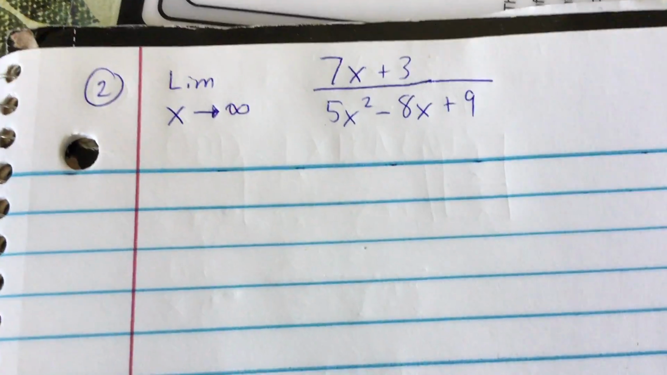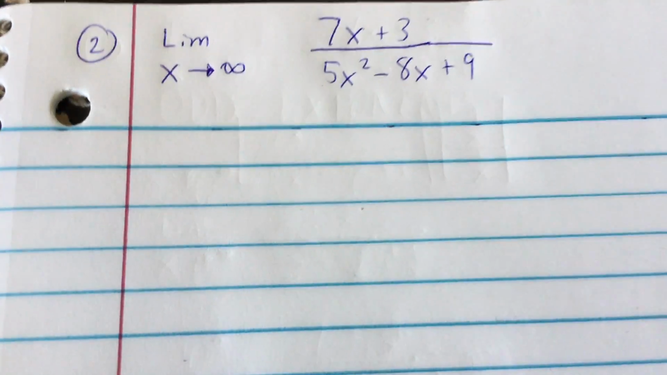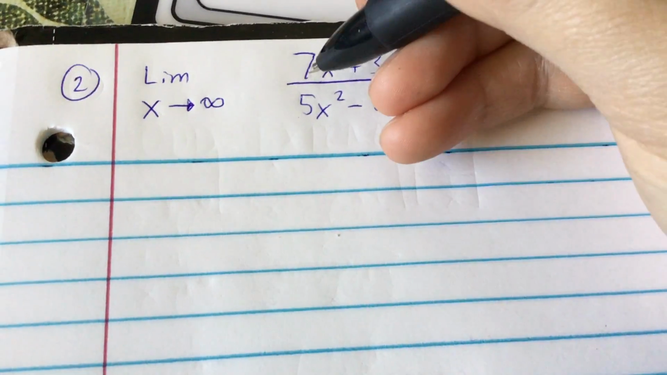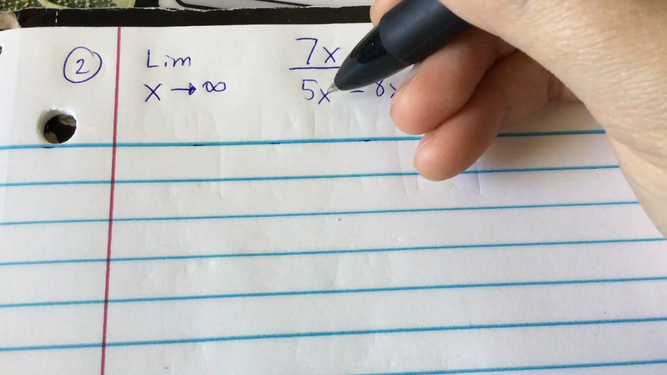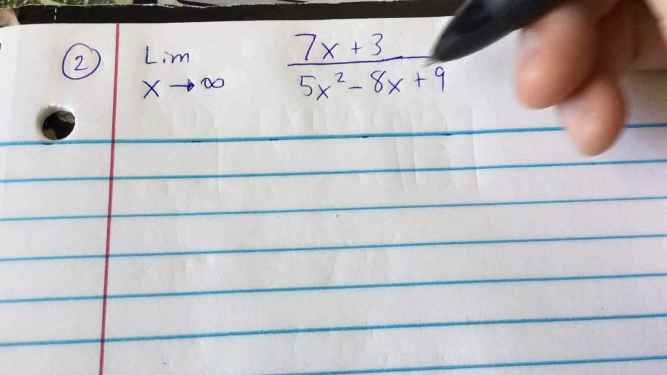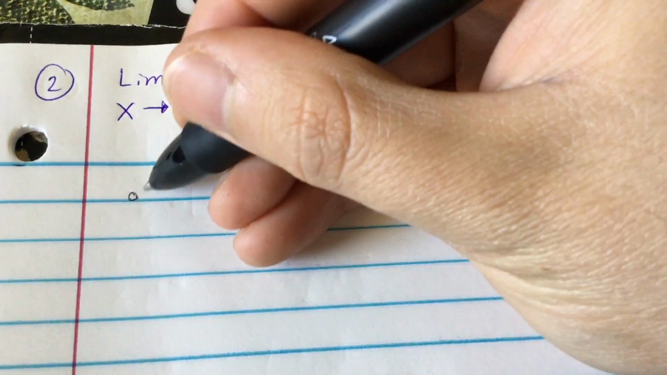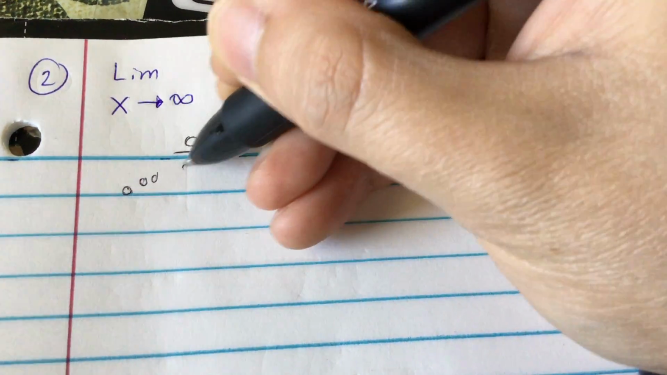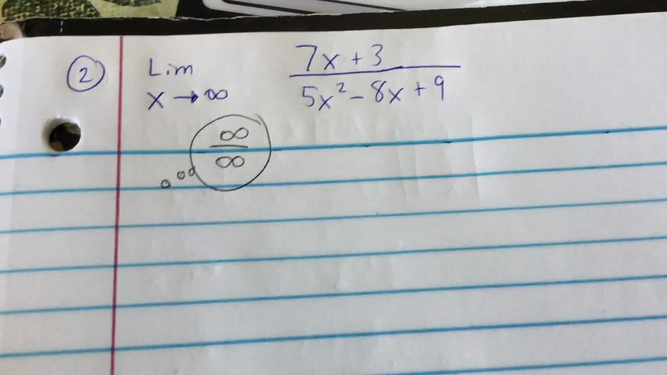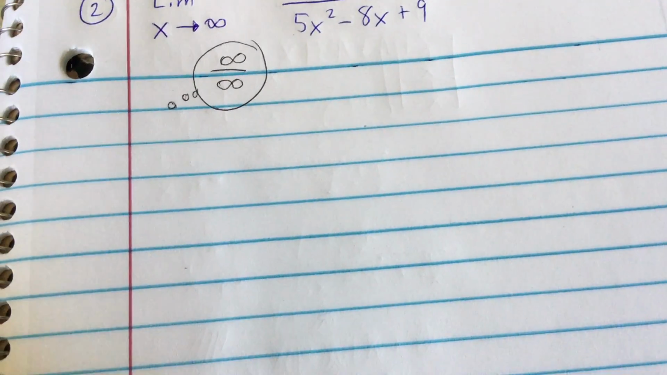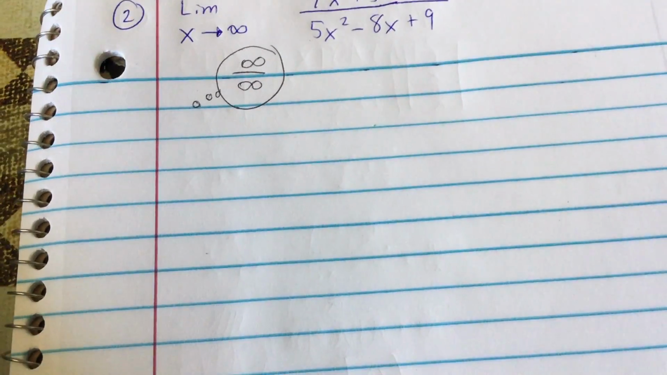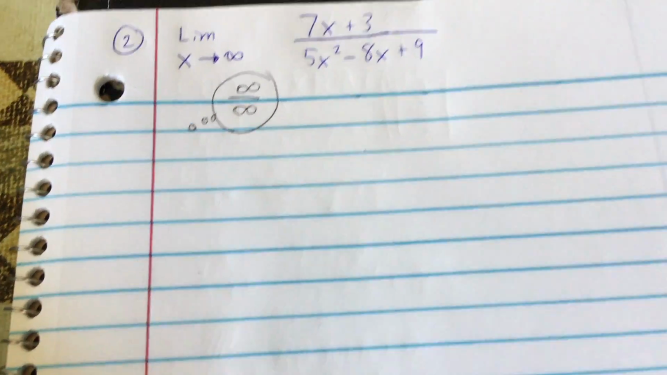Once again, you can do thought bubble. I'm not going to waste your time. If you do thought bubble, you plug in 7 times infinity plus 3 over 5 times infinity squared minus 8 times infinity plus 9. Basically, you get infinity over infinity, and I don't know what that means. I have to compare an infinity to an infinity. Let's break this down. Let's make this easier.